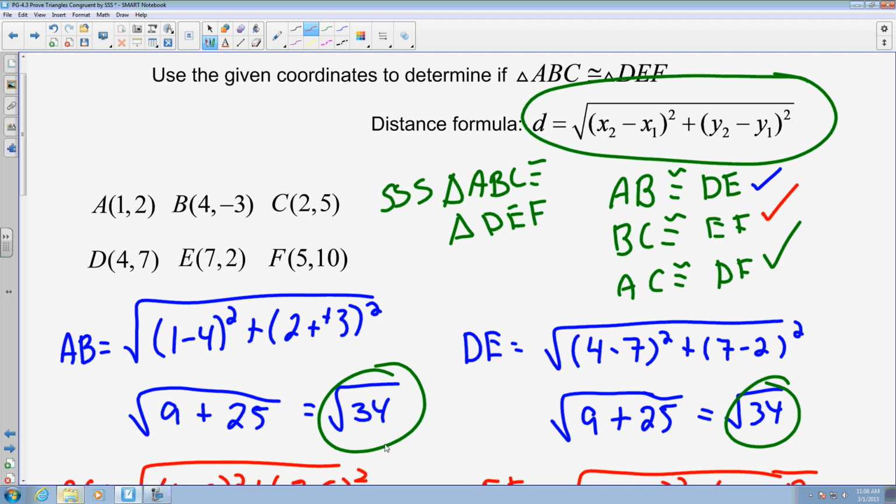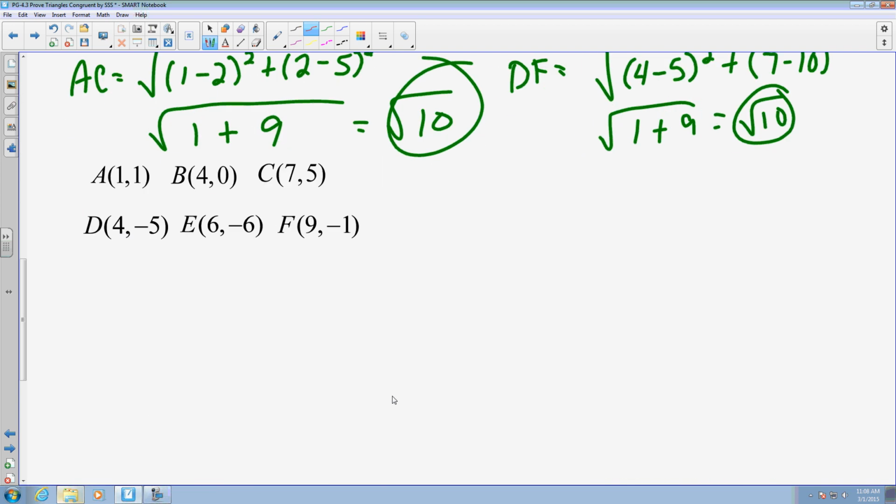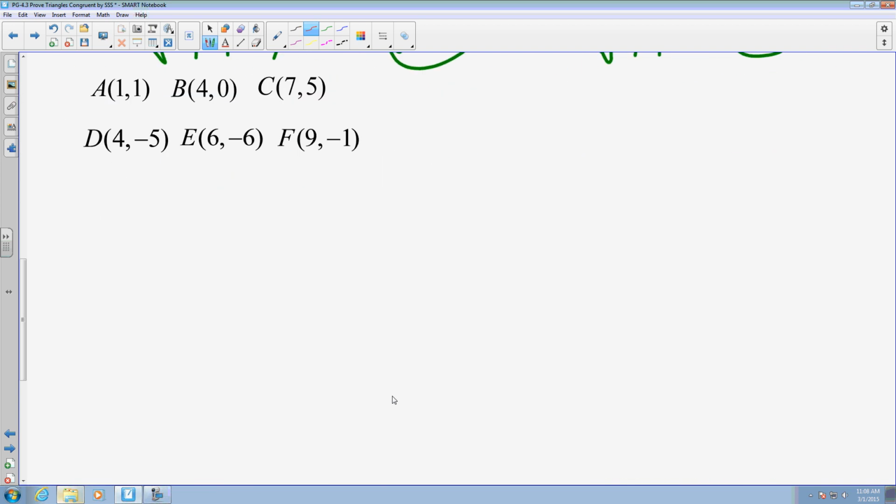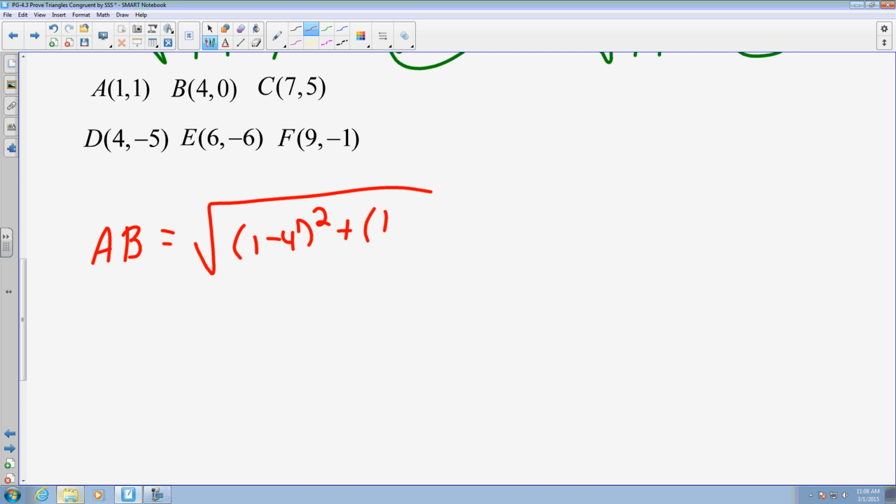If we're going to look at the second triangle, or second coordinates of this triangle, same rules apply. So the first thing I've got to do is look at AB. I'm going to use the distance formula, so this gives me 1 minus 4 squared plus 1 minus 0 squared. 1 minus 4 is negative 3. Negative 3 squared is 9 plus 1 minus 0 is 1. 1 squared is 1. 1 plus 9 is the square root of 10.